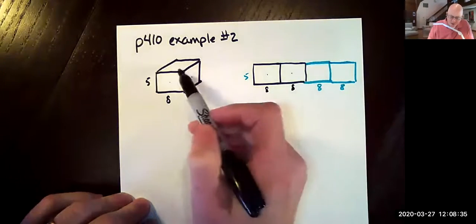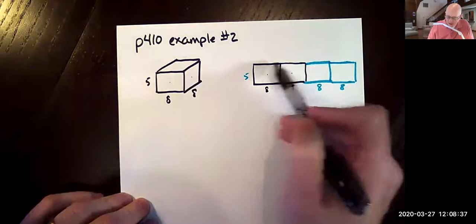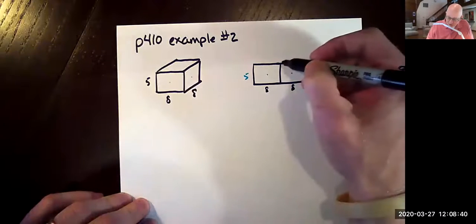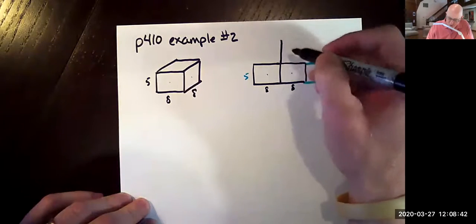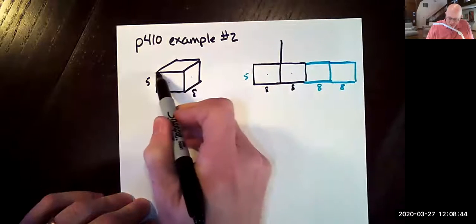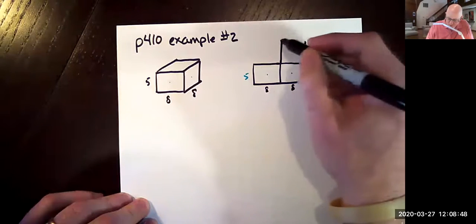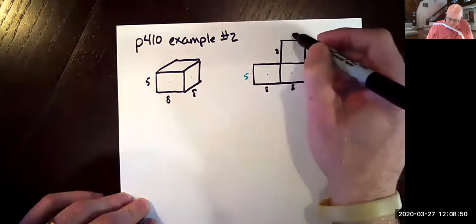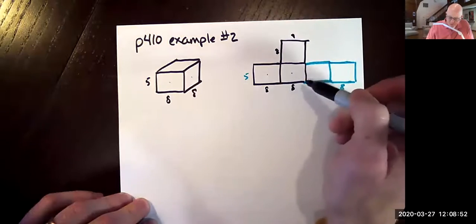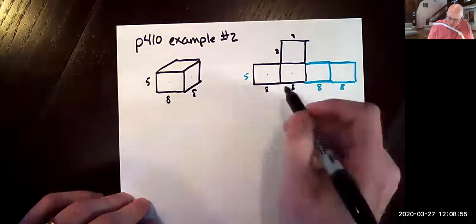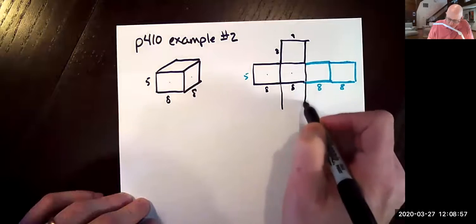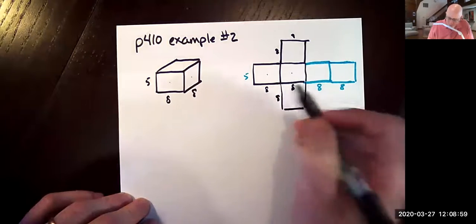All right. Now, the top here could be connected to any one of these edges. I'm just going to connect it here. So that top has a width of 8 and a length of 8. So this is 8 by 8. And the bottom, we can connect the bottom to the same piece. The bottom is also 8 by 8.